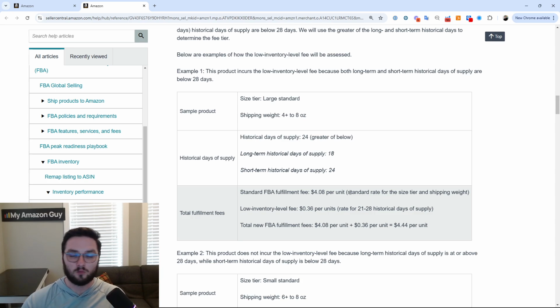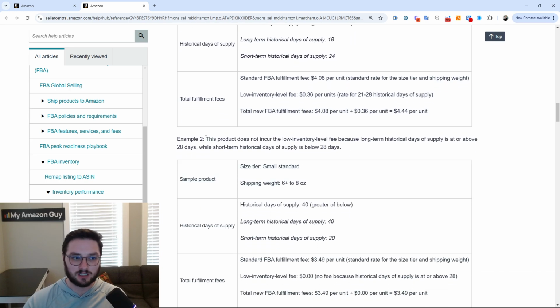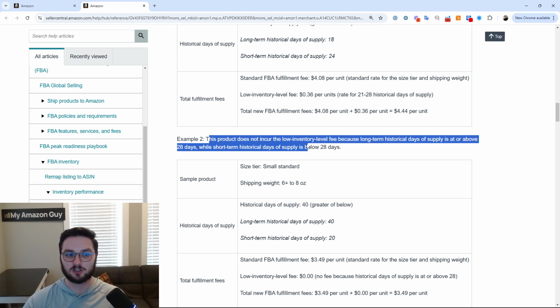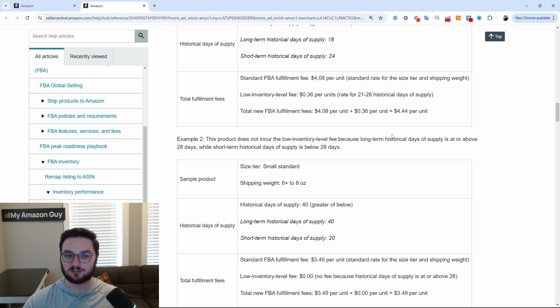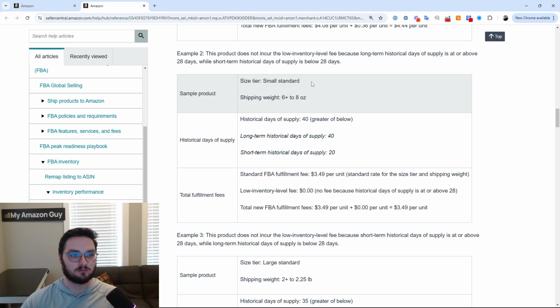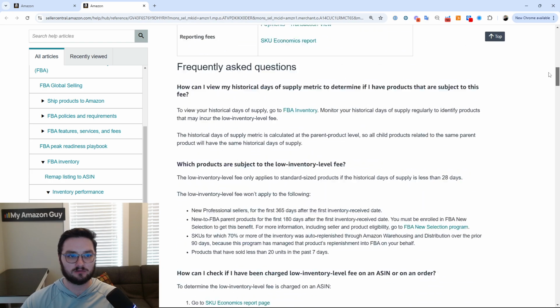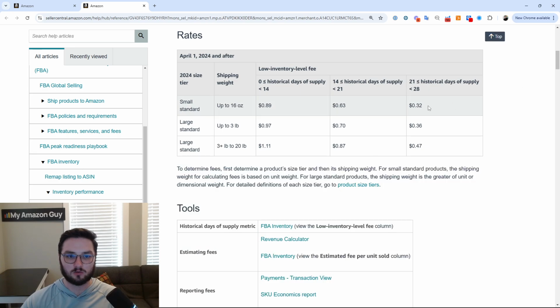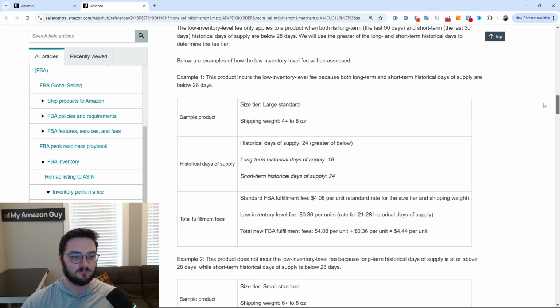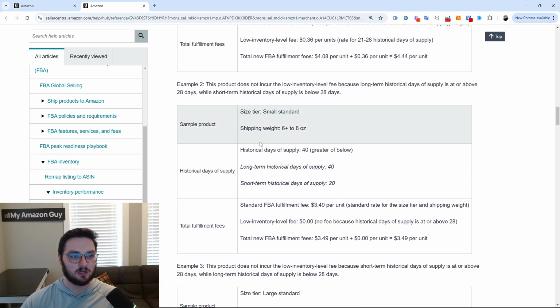Now, what if you don't have that problem? So they have a secondary example. This product does not incur low inventory level fees because it is above 28 days. Again, 28 days is the magic number. You want to have above 28 days of inventory at any given time historically. So we have small standard again, 6 to 8 ounces. Again, we are falling into this small standard up to 16 ounces here. So we're looking at 32 cents. If we come on down again, we will see we're at 40 for historical days.